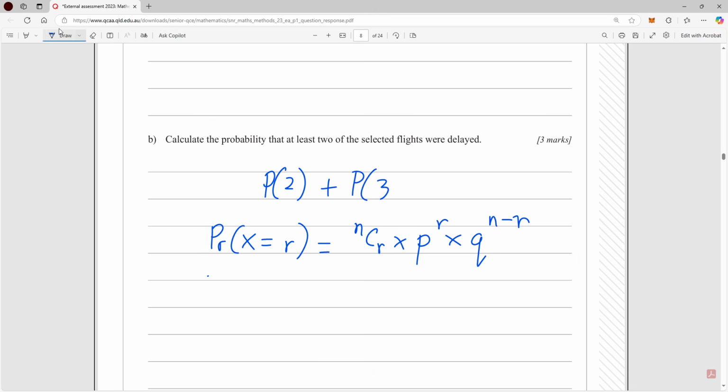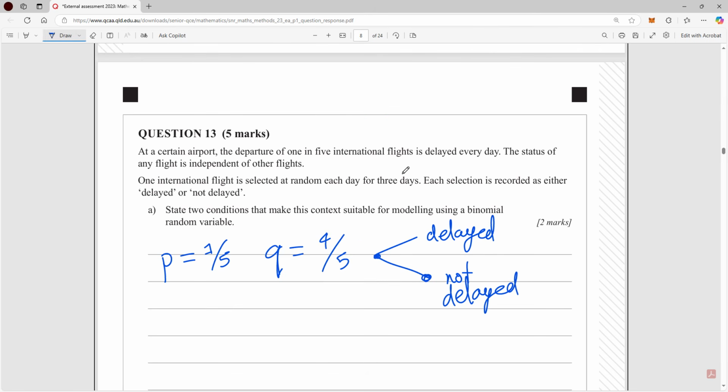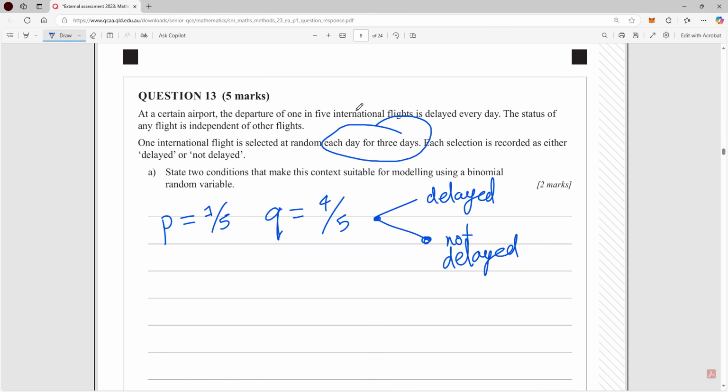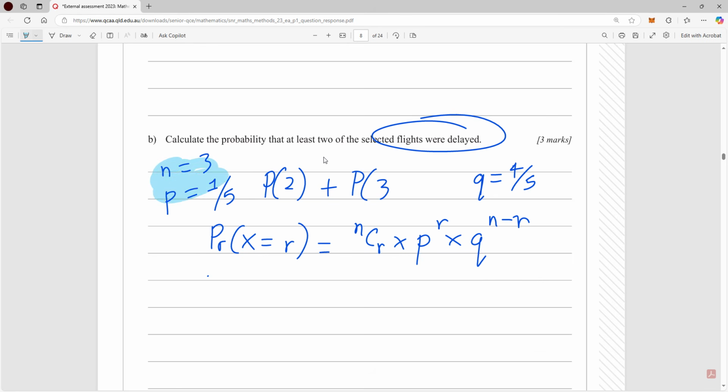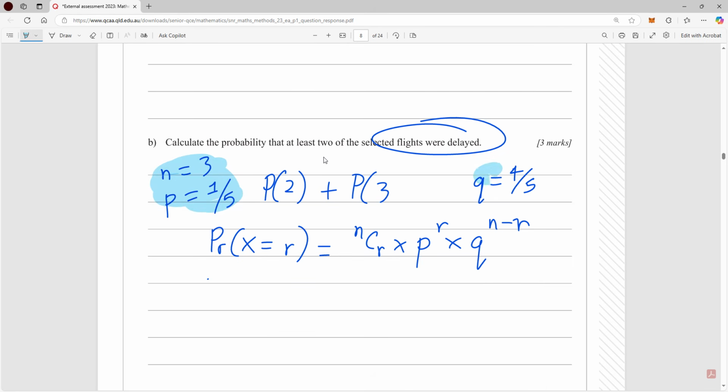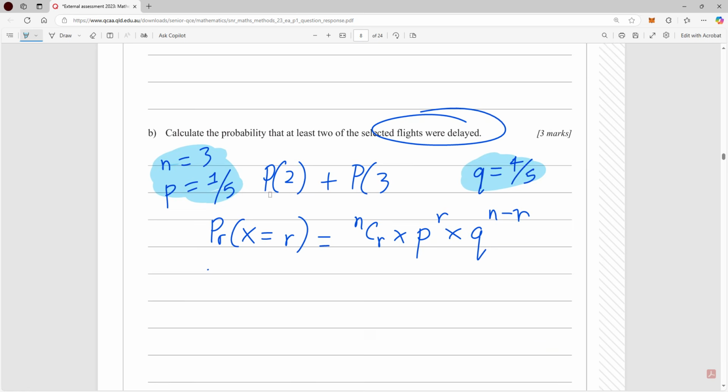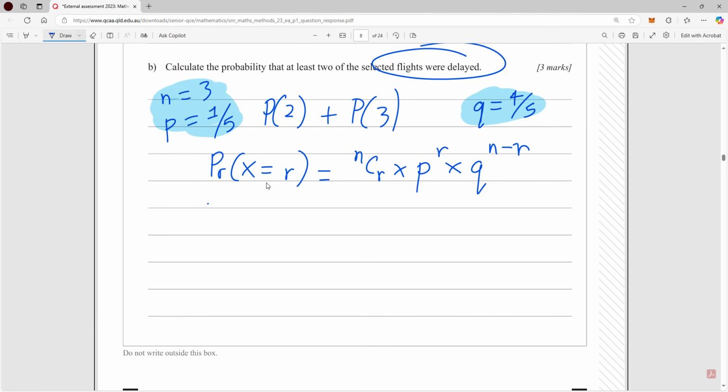So here, in this case here, we have n is equal to 3 because there is 3 days, okay? Not 5. A lot of people put 5. Our probability of success for delayed is 1 on 5 because they said delayed. And the probability of failure that you're not delayed is 4 over 5, okay? So we just need to chuck this information in the blue into our formula here, okay? So we'd have to work out each of them. So we'd have to work a probability of 2 and probability of 3. So let's do probability of 2 first.